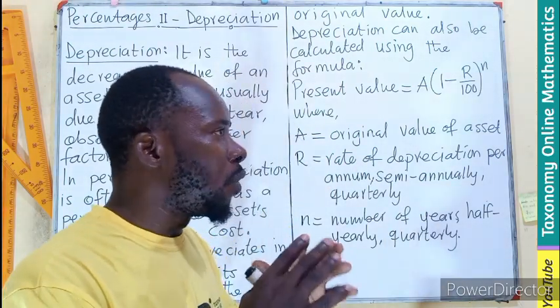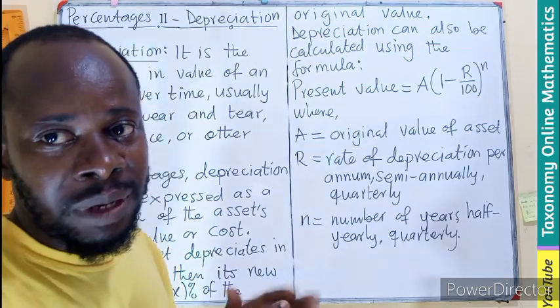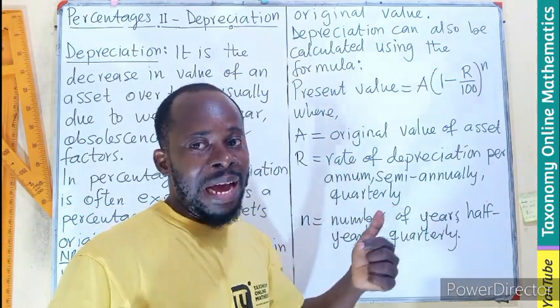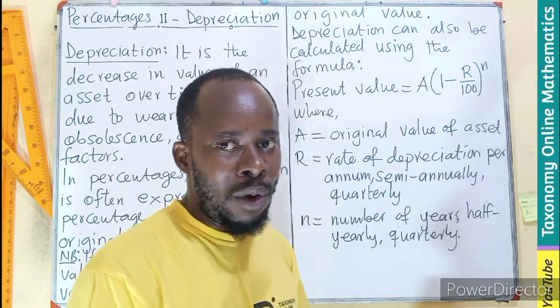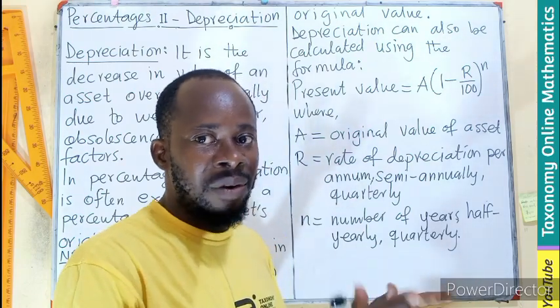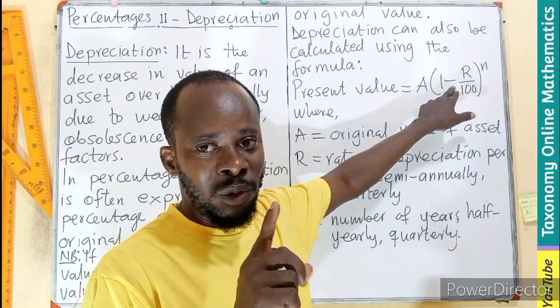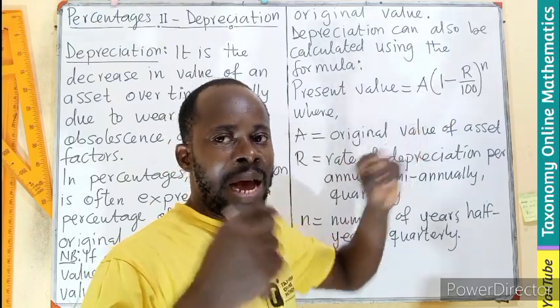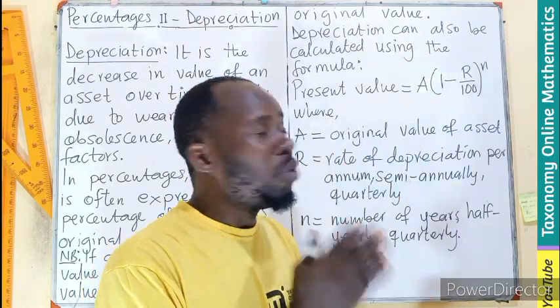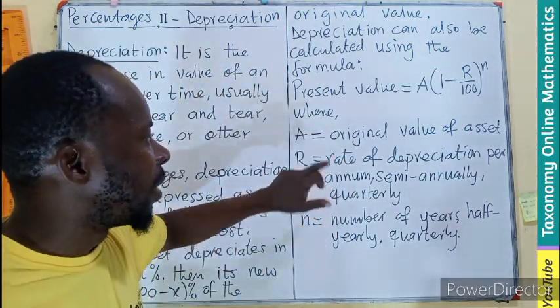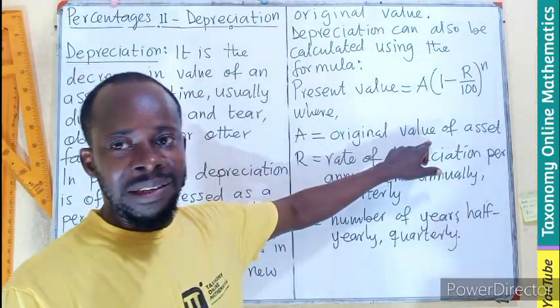Now we can also build up a formula. In this episode, I will not be delving into how the formula is derived. I have a similar formula under compound interest, how it is being derived. The difference was just the minus. So I believe if you watch the episode on compound interest, you'll be able to derive this formula. All right. Now, what does the A stand for? The A stands for the original value of the asset.